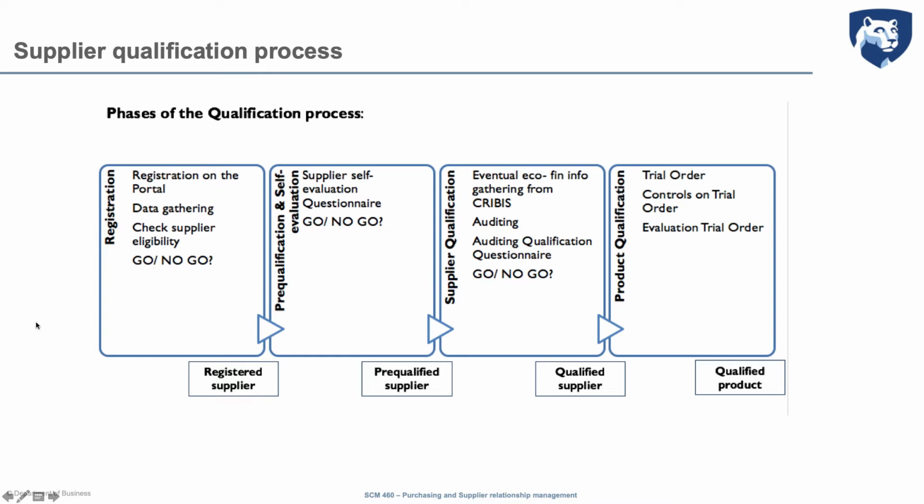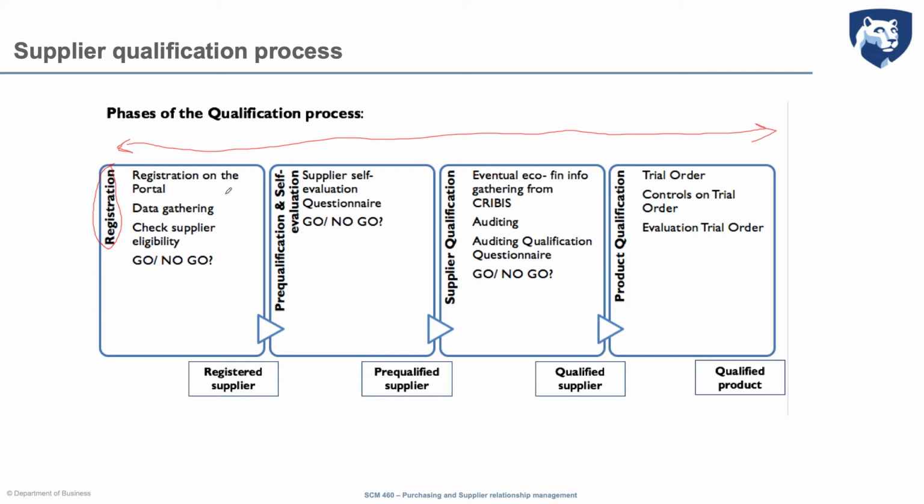This is a typical phase of the qualification process. The qualification process is usually very complete. Not every qualification process has all these 4 steps, but the most complete ones do. So first, every company has an information system, a platform, a website. So the first step is usually called registration. A supplier that wants to be a supplier of a company needs to go on the company's portal and register their data.